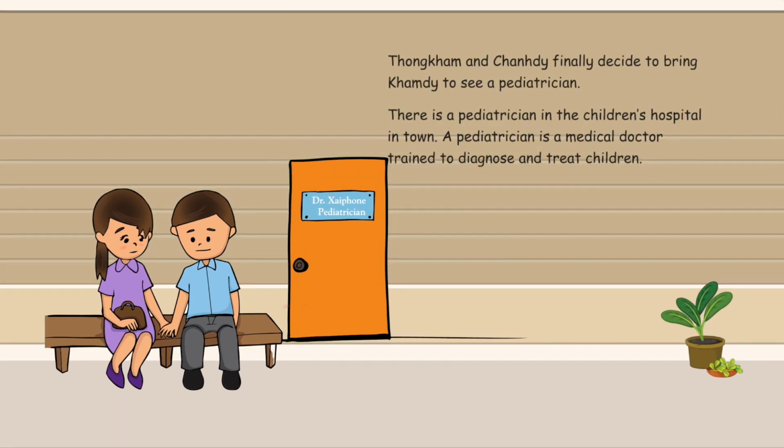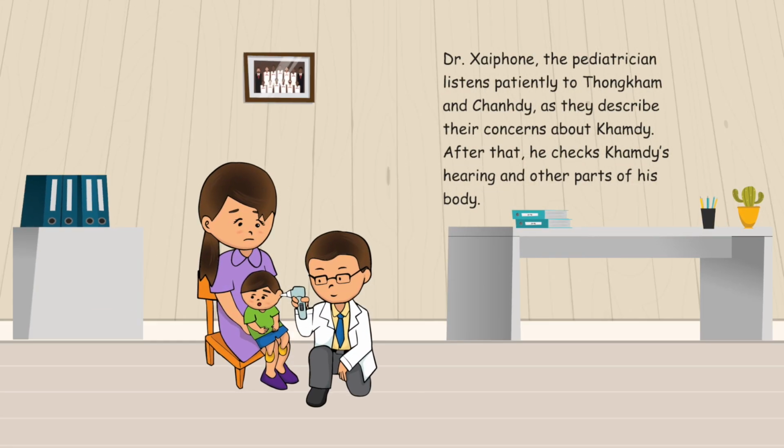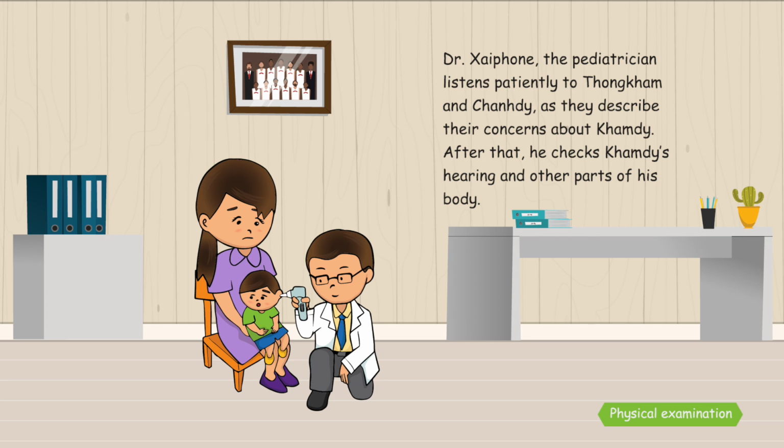Tongkham and Chandi finally decide to bring Khamdy to see a pediatrician. There is a pediatrician in the children's hospital in town. A pediatrician is a medical doctor trained to diagnose and treat children. Dr. Xaiphone, the pediatrician, listens patiently to Tongkham and Chandi as they describe their concerns about Khamdy. After that, he checks Khamdy's hearing and other parts of his body.